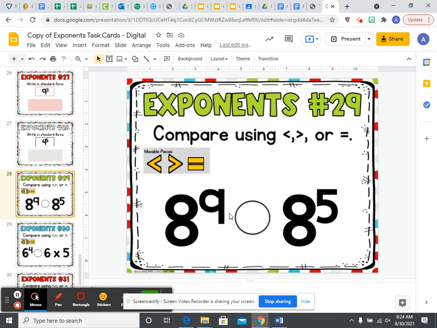So if I have 8 to the ninth power and 8 to the fifth power, do you think these would be equal? No. One of these is going to be greater than the other, right? So which one's going to be greater than? 8 to the ninth power. So grab your greater than sign, which is that alligator mouth that's open towards the left. Just drag it over into the middle.